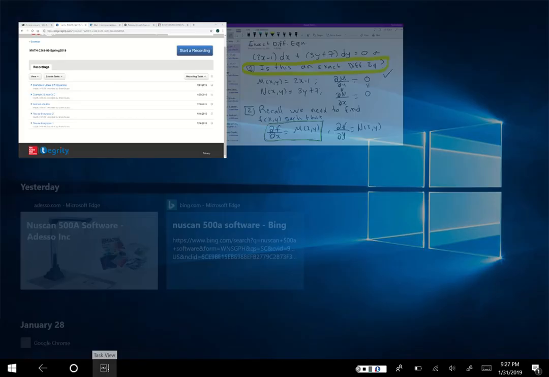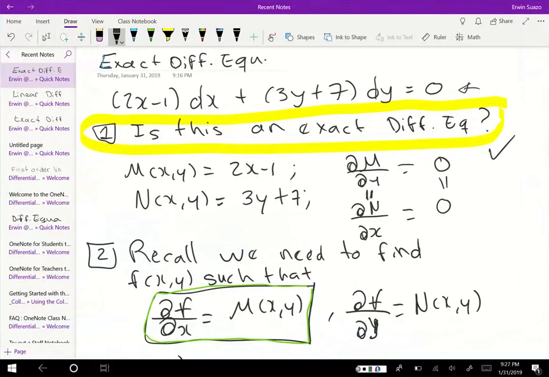Okay, so we're gonna solve an example of a differential equation. So let me choose this. This is the equation we are gonna solve: (2x minus 1) dx plus (3y plus 7) dy equals 0. So we have basically 4 steps to solve this differential equation.